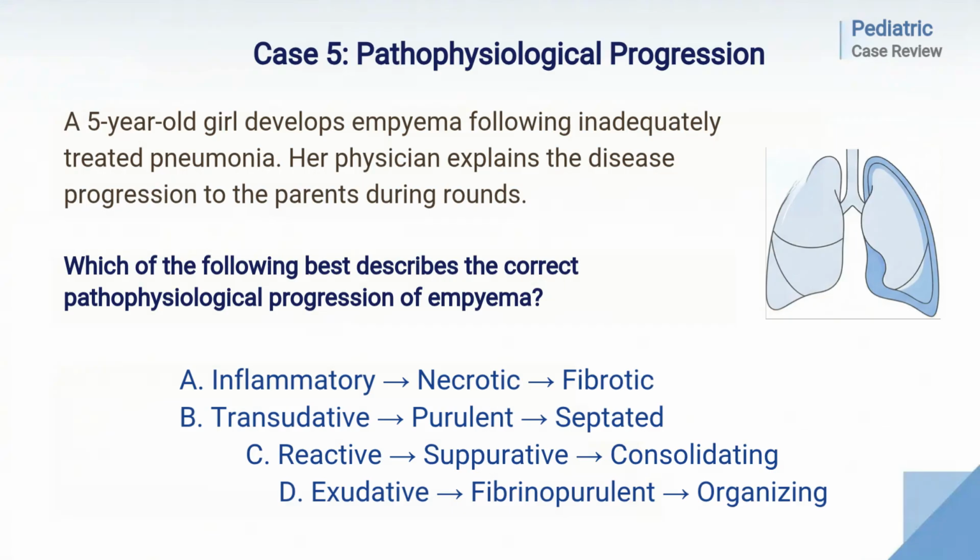Case 5. A 5-year-old girl develops empyema following inadequately treated pneumonia. Her physician explains the disease progression to the parents during rounds. Which of the following best describes the correct pathophysiological progression of empyema?